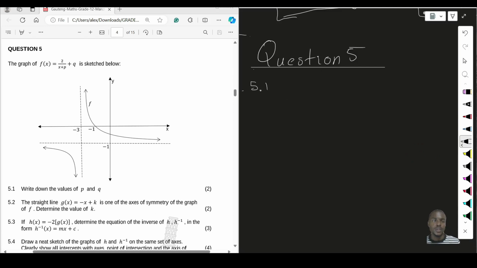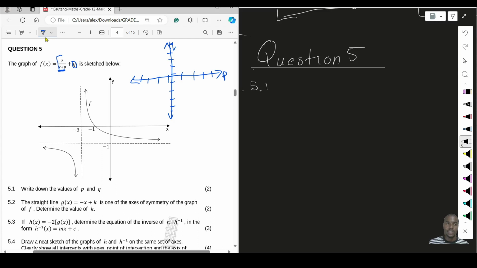Let's do question 5. They say the graph of f of x is equal to 2 all over x plus p. Remember that p is the movement in the horizontal. So the movement in the horizontal is what? It's p. So these points, which are x points, this is the movement of p. Then the movement of q is the y. These are y values. So when you think of p, think of x. Then here, p is close to x. q is plus this whole equation. So it's something that you can remember: p, it's x, then q, it's movement in y.